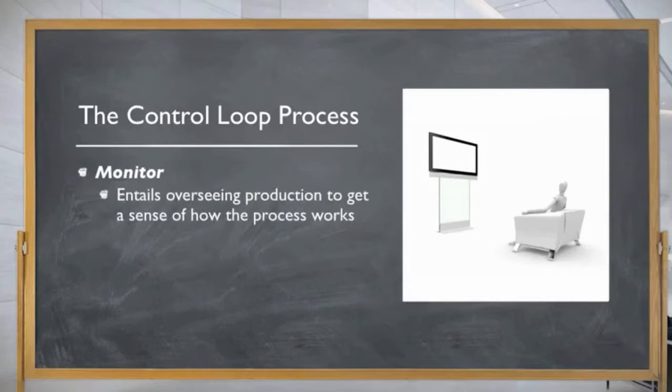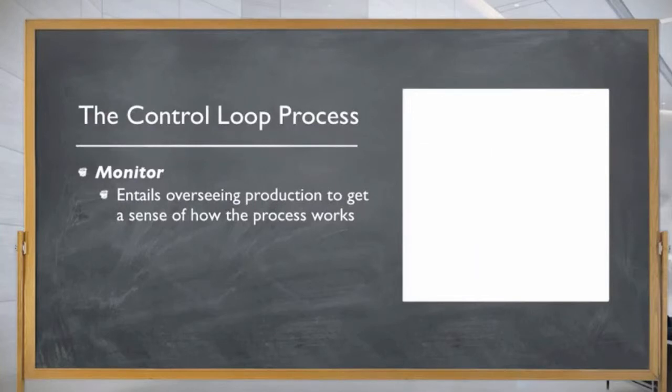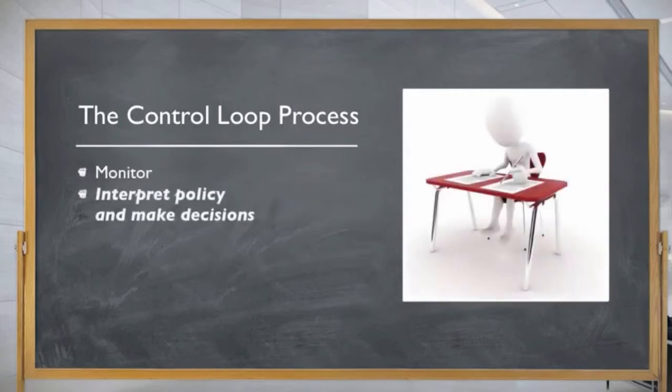For a manager, this entails overseeing production to get a sense of how the process works. In so doing, the manager enforces the standards set by the company. If the manager notices something that will affect the output, he or she proposes the necessary changes. However, problems within a closed loop usually aren't so obvious. This leads to the second phase of the loop: interpreting policy and making decisions.